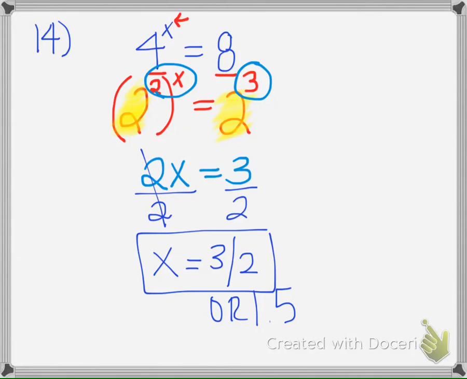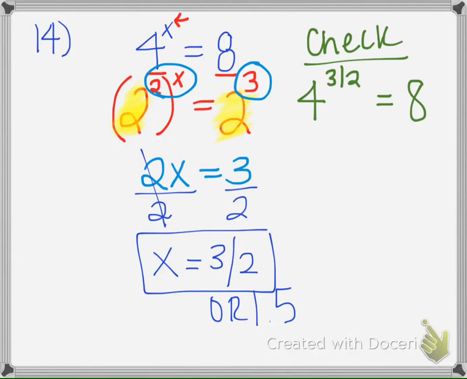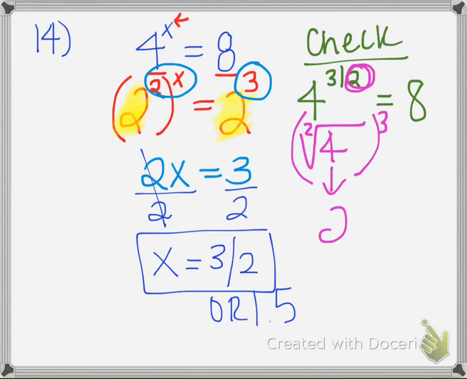And then remember that you can check this by plugging it into the equation for x. Now you can put that in your calculator, 4 to the 3 halves power, and make sure it equals 8. Now if we didn't have a calculator, remember this is saying the square root of 4, because the index is the denominator, which is a 2. So the square root of 4, and then cube that. So the square root of 4 is 2, and then 2 cubed is 8. So we know it works. It made both sides equal.